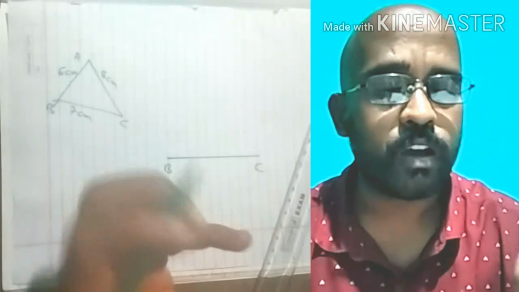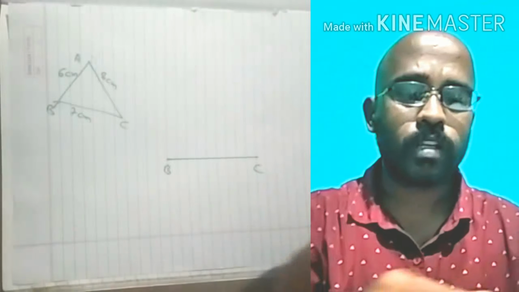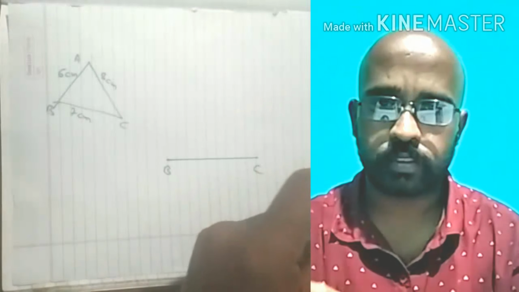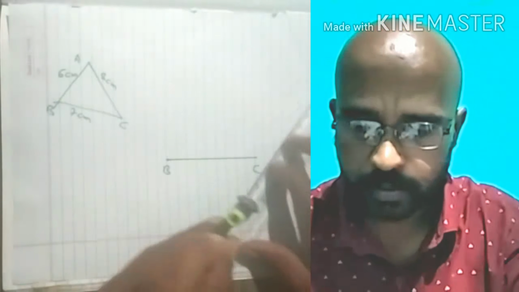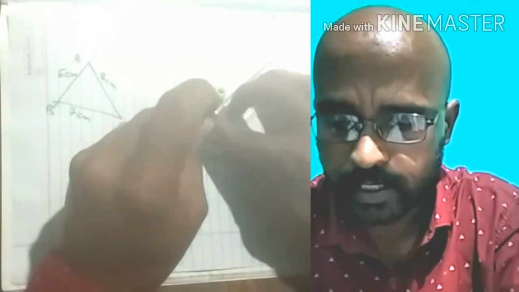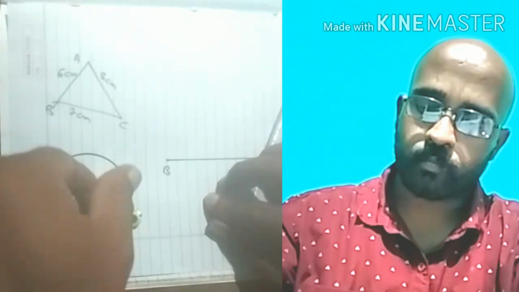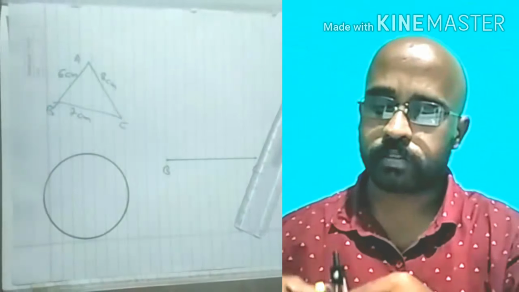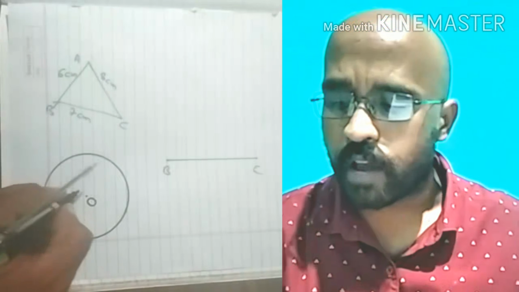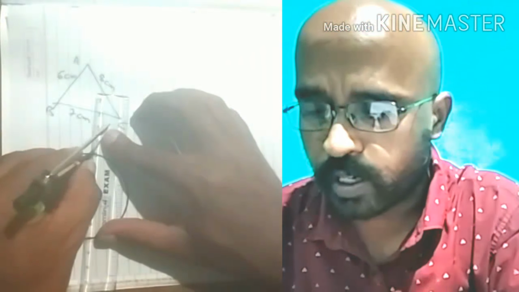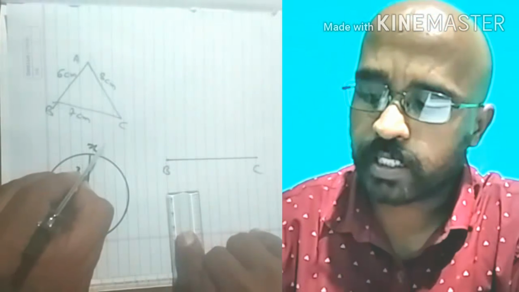So how to locate it? Here the concept of a circle is useful. Students, consider any circle. Suppose I am drawing a circle of radius 3 centimeter. Consider the center to be O. Students, radius is 3 centimeter, means every point on the circumference, suppose this is point X, OX is equal to 3 centimeter.